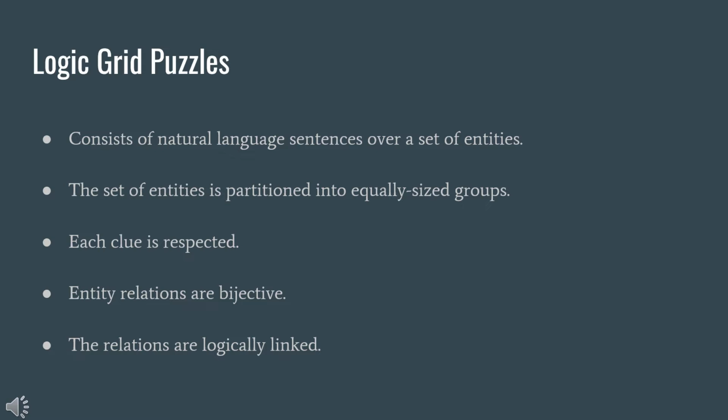For representation purposes, we would be taking a look at logic grid puzzles. This puzzle consists of natural language, in this case English, sentences made up of entities which occur there. This set of entities is given in the form of a grid. These entities are classified into equal sized groups corresponding to each type, and the goal of this puzzle is to find relations between each such two types such that all the clues are used and all the relations are bijective as well as logically linked.